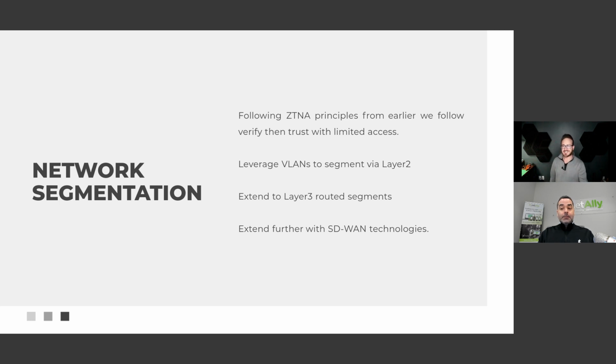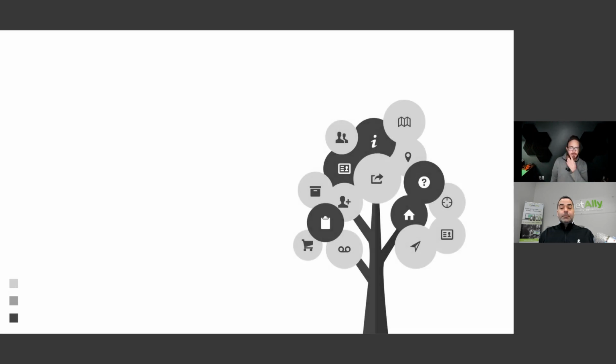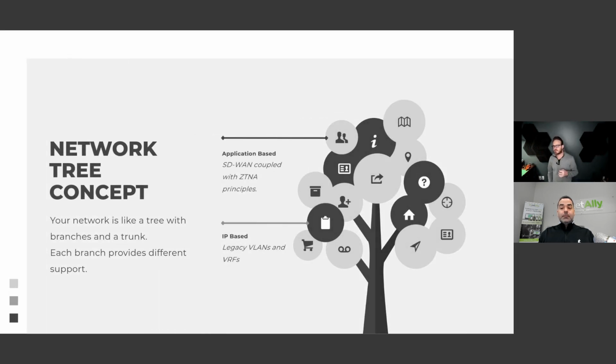And one of the things that that's going to do for us that's really huge is that it enables us to be able to look at some of our IP services in a different way. And I like to look at this as more like a network tree concept, where you treat your network like a tree with a bunch of branches, and each branch provides different support. So typically in the past, we did everything based off IP. We said, all right, you're coming from VLAN 10, you're on 172.16.10.0, that means you get access to this.